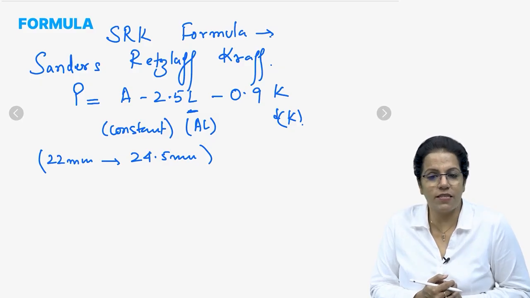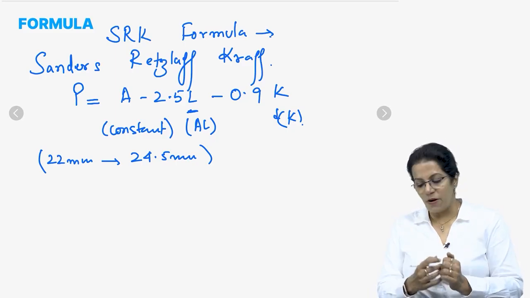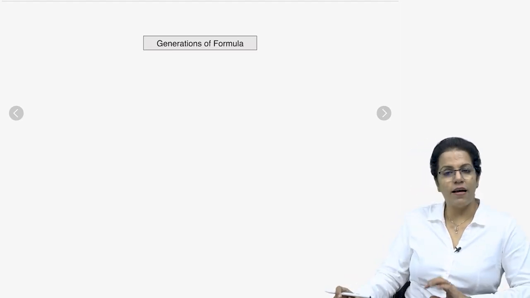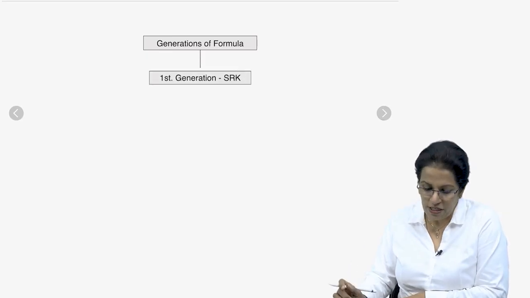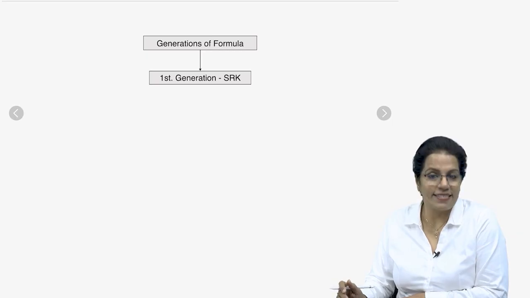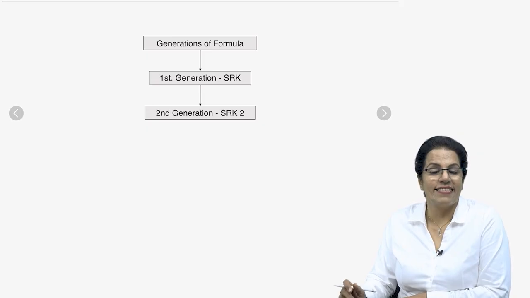So we will just do a very quick look at what are the different formulas. I don't want you to mug it up, but for information, you should know it at least. There are 4 generations. First generation is this SRK formula, which you have just learned with me, SRK1. Second generation becomes SRK2.